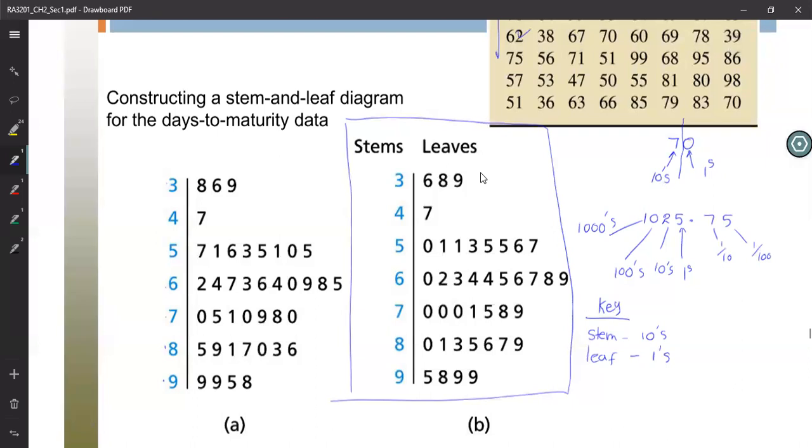Okay, so here's the key for this data. You look at the key, it says stem is tens, leaf is ones. So you know this is 30, this is 36. This is 47, 50 and so on. So you have to give the key along with your stem and leaf diagram. So anybody who's going to read this knows our stems are 30s. So this is 36.